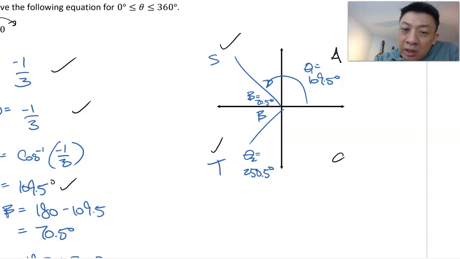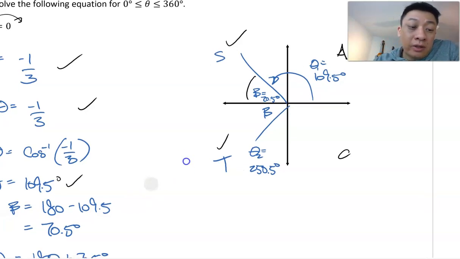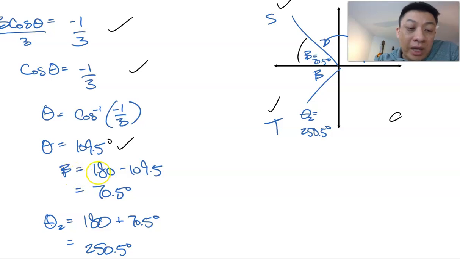But if theta is 109.5 degrees, then what is the related angle? Right, the related angle is 180 subtract that 109.5. So if I do that, the related angle of beta is equal to 180 subtract 109.5. That gives me 70.5 degrees. So I know that's 70.5 degrees. And that's for the one in the second quadrant, right? 109.5 degrees will put you into there, which is 70.5 degrees.